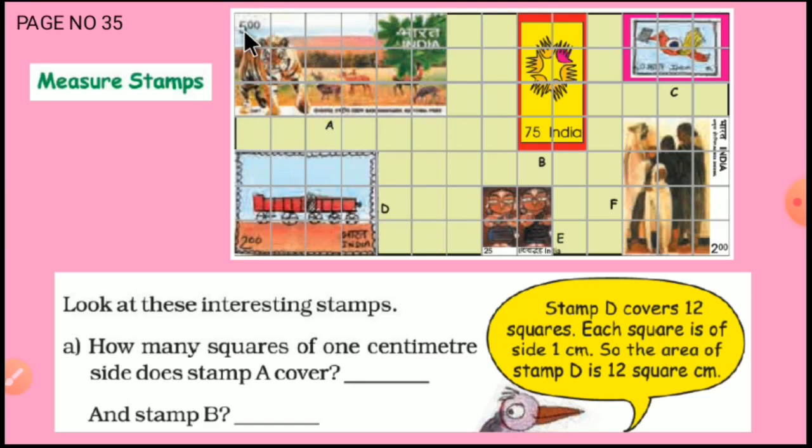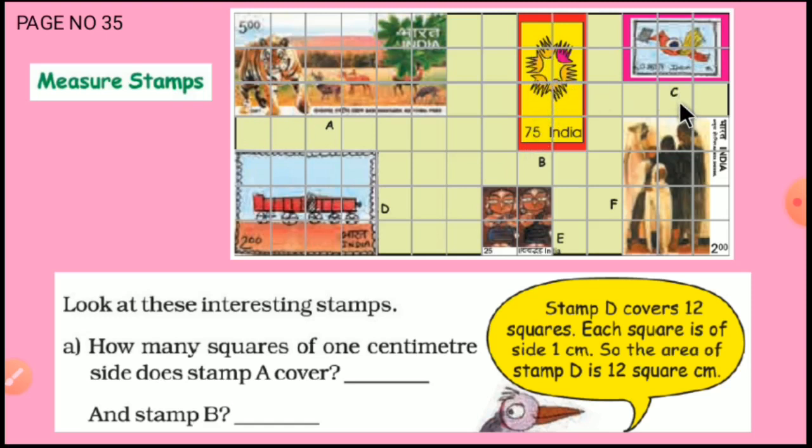Each square is 1 centimeter square. See, this is A, this is B, C, D, E, F, and let's see how many squares it requires. Suppose A is there, then there are 1, 2, 3, 4, 5, 6, and here 1, 2, 3. So 6 3 ja 18 squares it requires. Now in B, 2 and 4, 2 4 ja 8 squares it requires.